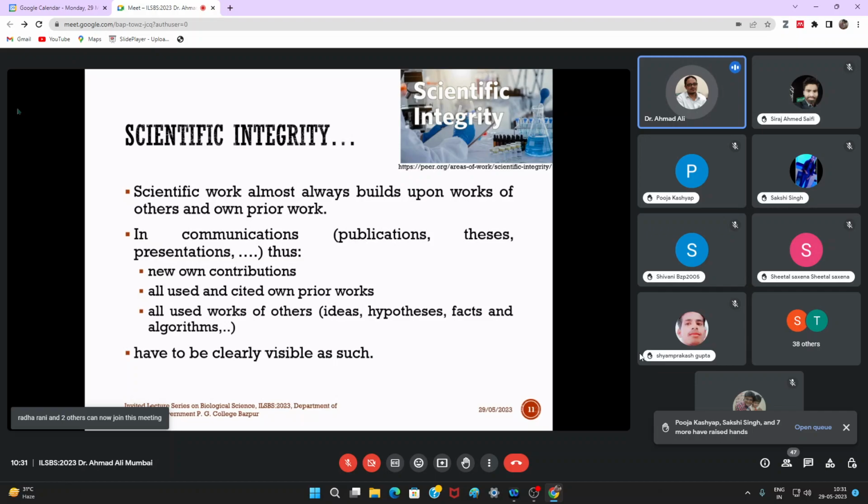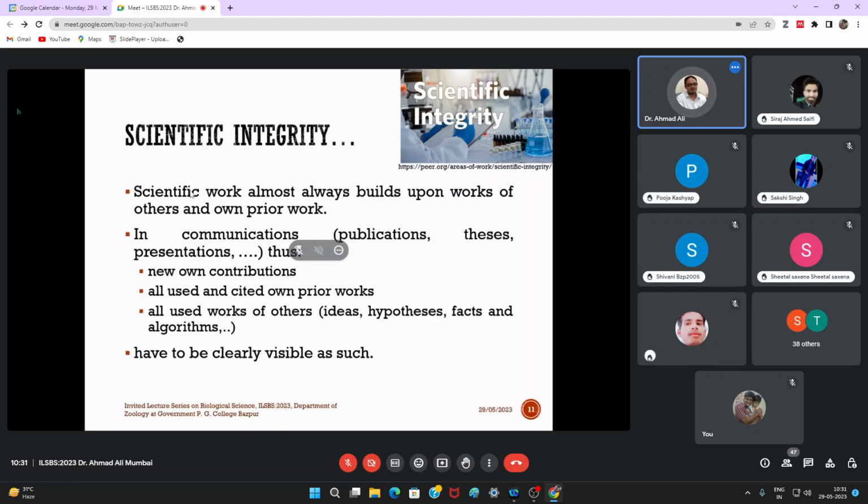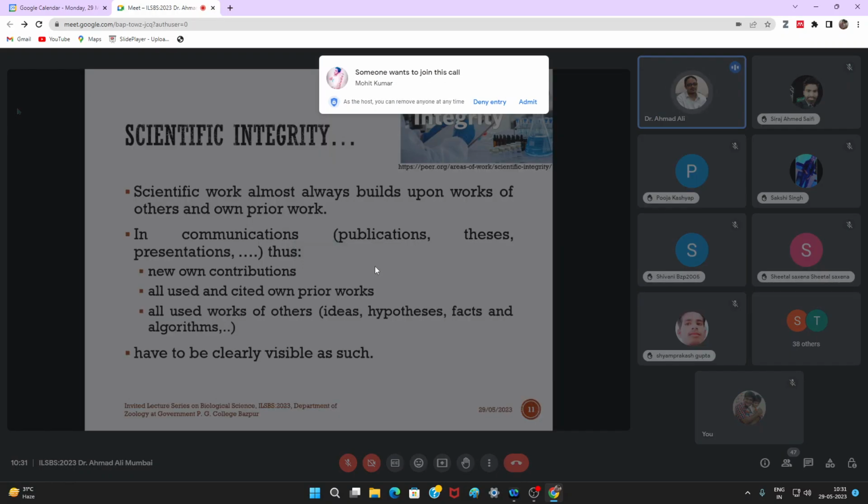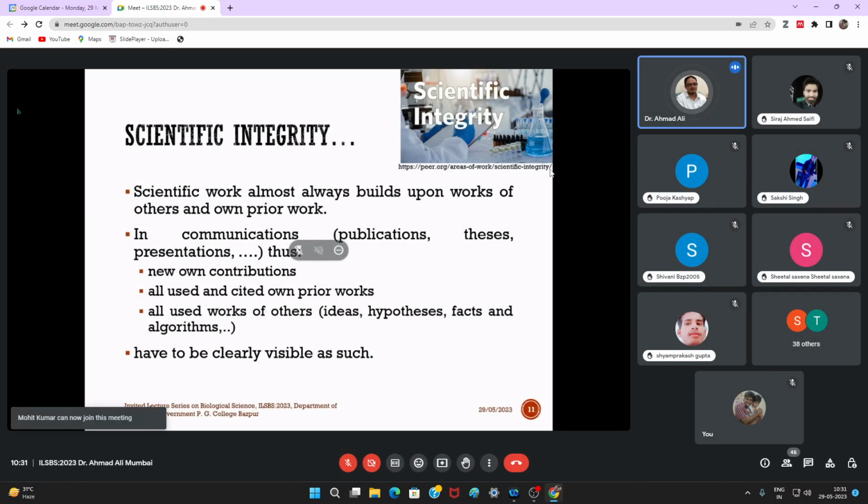So when you talk about the criteria of good research, you talk about the identification of a problem on which you can work and adopt a scientific method. In communication, when we are publishing that result in any form, in a research journal, in a thesis, or in presentations, new own contributions must be reported. All used and cited own prior works must be reported, and all used works of others, ideas, hypotheses, facts, and algorithms must be cited and reported. And all these things have to be very clearly visible as such.